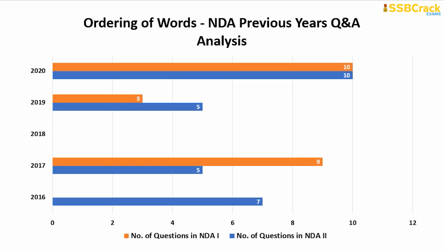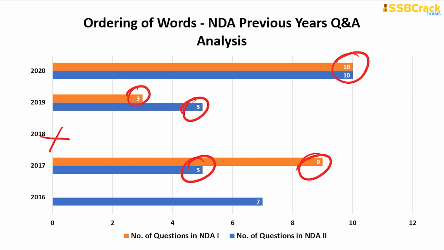Coming now to ordering of words and sentences, again they are more or less similar. So you need to reorder them in correct order. So from ordering of words, questions came in NDA 1 and 2 2020, 10 in number. 3 questions came in NDA 1 2019, 5 questions in NDA 2 2019, no questions came in NDA 1 and 2 2018. Again 9 questions came in NDA 1 2017 and 5 questions in NDA 2 2017 and 7 questions in NDA 2 2016, right?